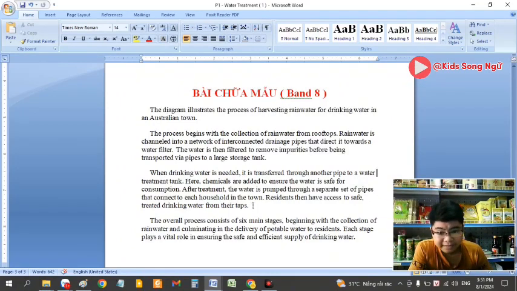The overall process consists of the 6 main stages, beginning with the collection of rainwater and culminating in the delivery of potable water to residents. Each stage plays a vital role in ensuring the safe and efficient supply of drinking water.